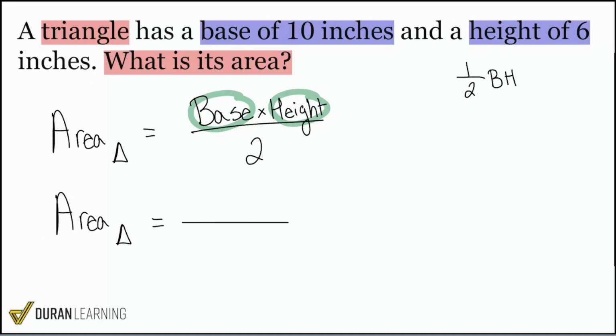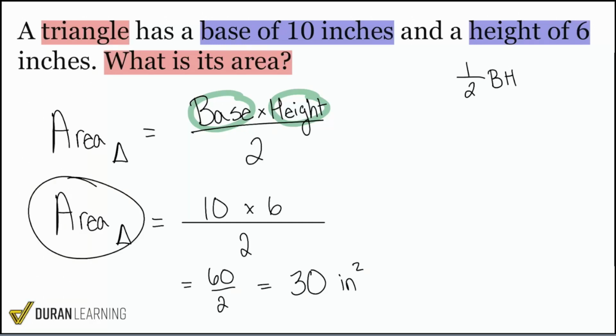So here, the base is 10. The height is 6. Divide that by 2. 10 times 6 is going to be 60. Everybody, 60 divided by 2. I know, hardest question of the day. Yeah, and that's going to be 30. And because we're dealing with area, it's going to be 30. What are the units? Pop quiz. Yeah, 30 square inches.